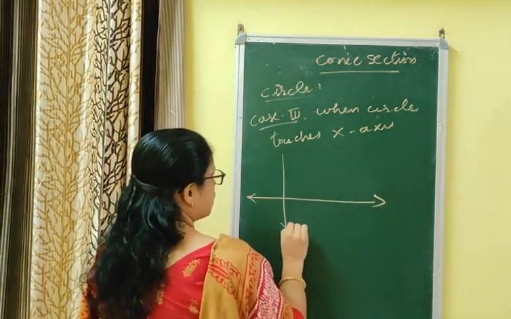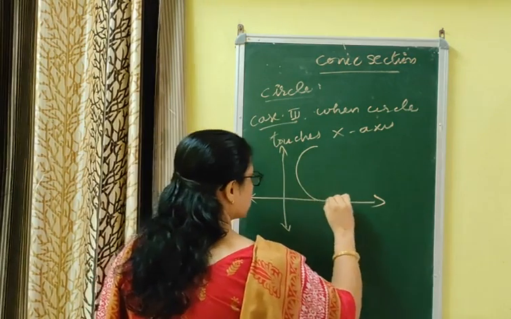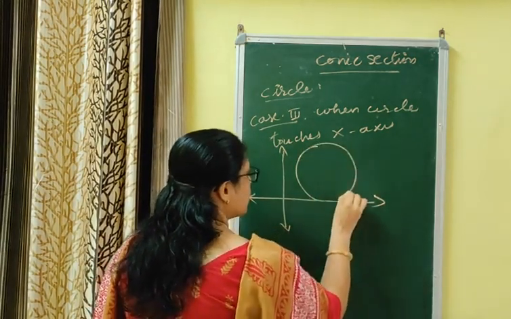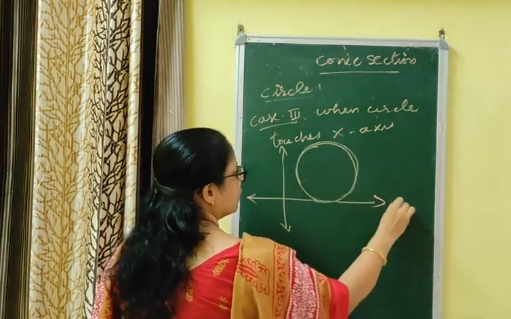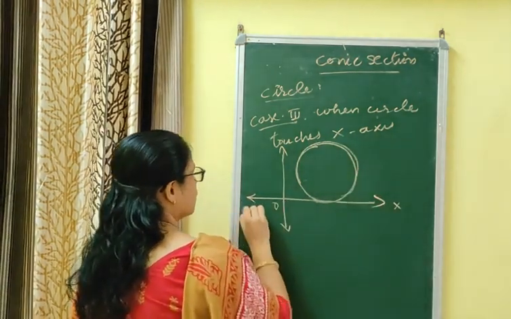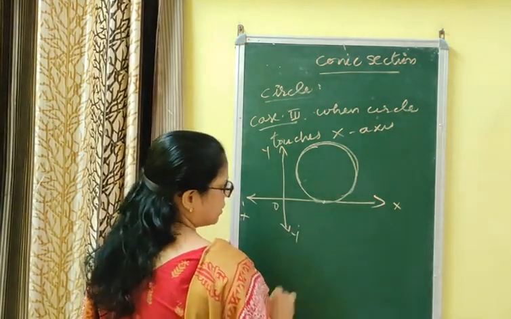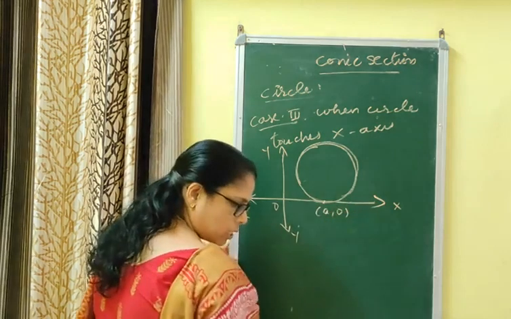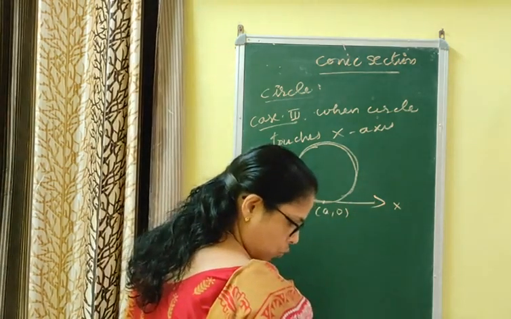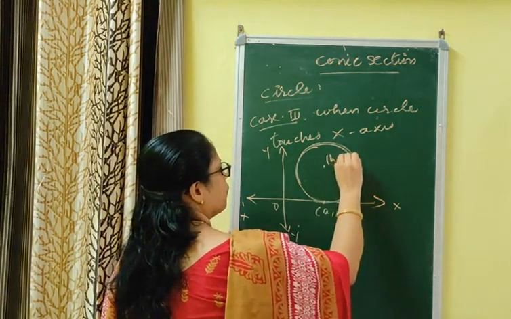What will be the shape of the circle? It will be like this. This circle is touching the x-axis. This is an approximate figure, not an exact one. This is the x-axis and this is the y-axis. Any point on the x-axis has y-coordinate 0, so I am taking this point as (a, 0). Let the center be (h, k).